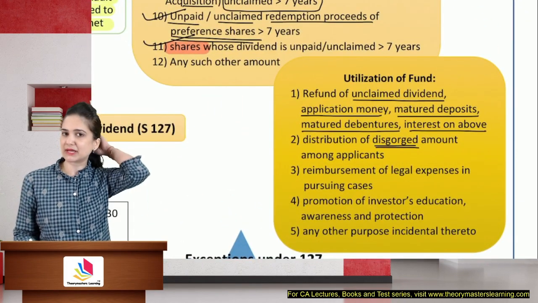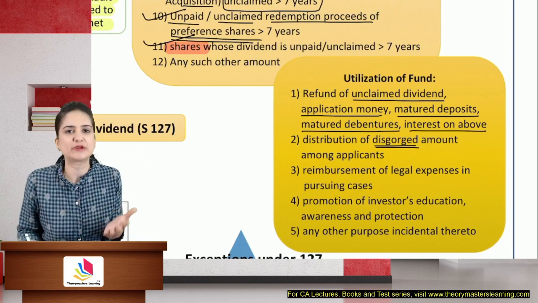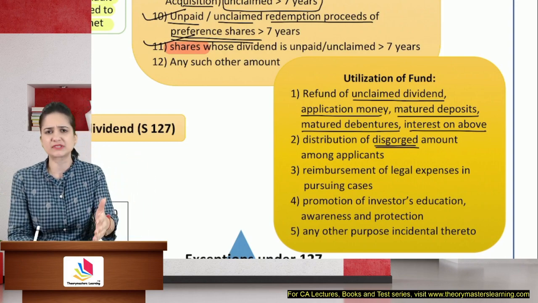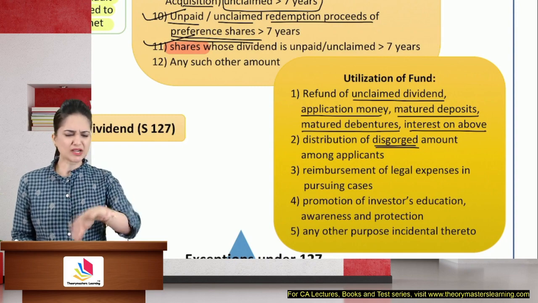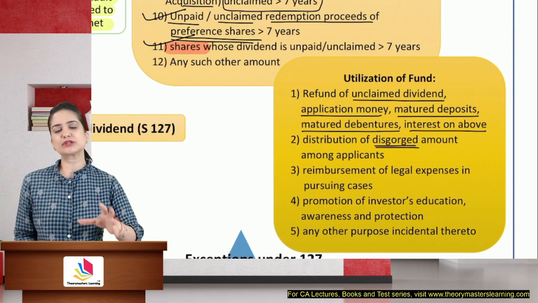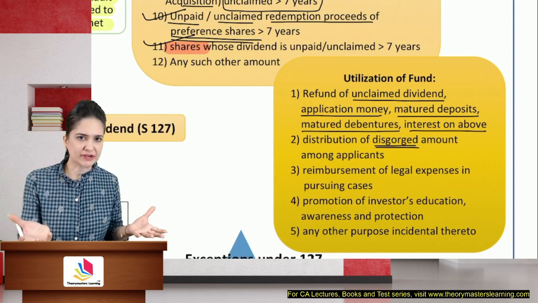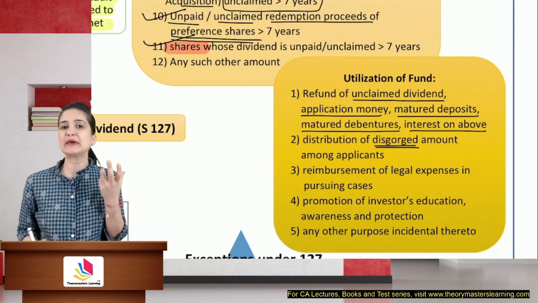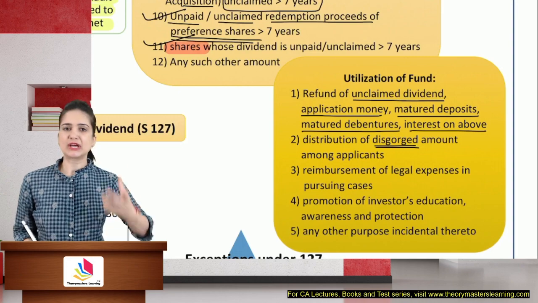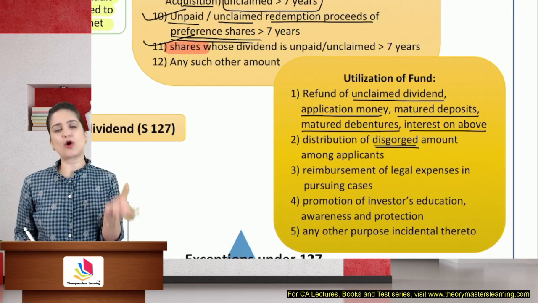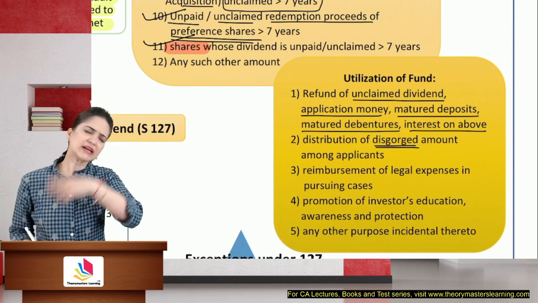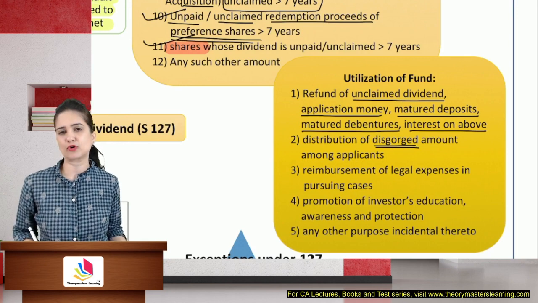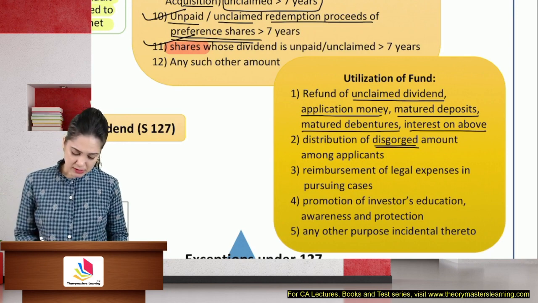Distribution of disgorged amount. Disgorged amount means any amount which is earned from unlawful activities. Let's say that the officers committed some fraud, and because of that they earned unethical profit. Now the person who is affected by that, the aggrieved party, is claiming that loss from the company. So that company will compensate him from this fund, and then later on they can take action against the employee or officer who was responsible.